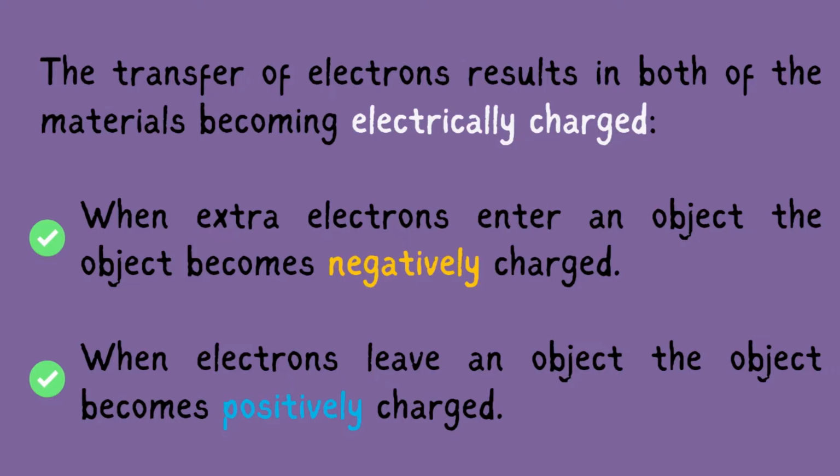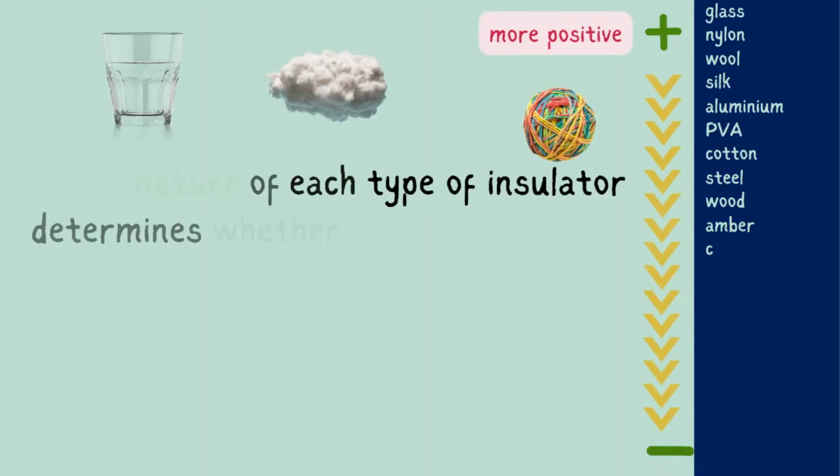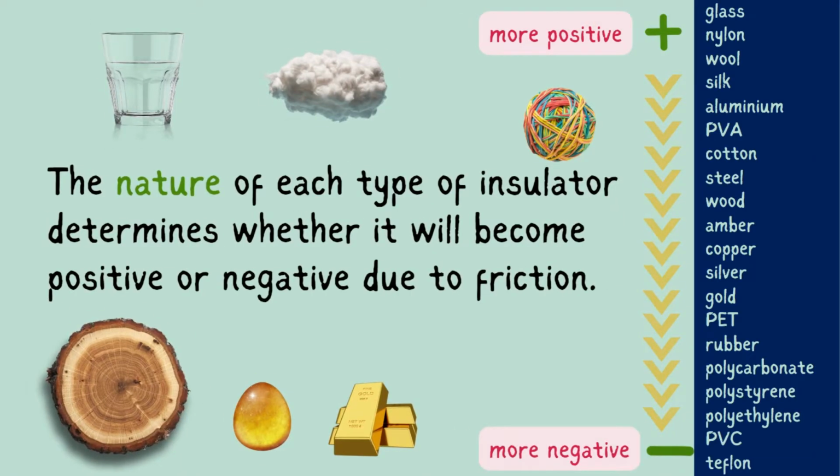And when electrons leave an object, the object becomes positively charged. So the balloon became positively charged. Please note that the nature of each type of insulator determines whether it will become positively charged or negatively charged because they have been rubbed. The list on the right gives us an idea of which types of material prefer to be positively charged and which type prefers to be negatively charged.